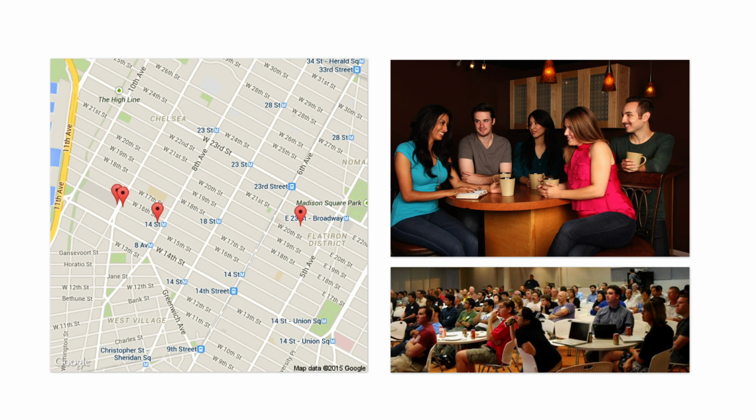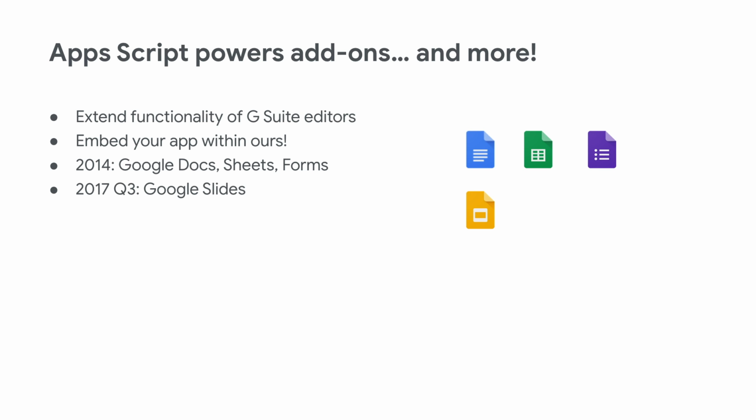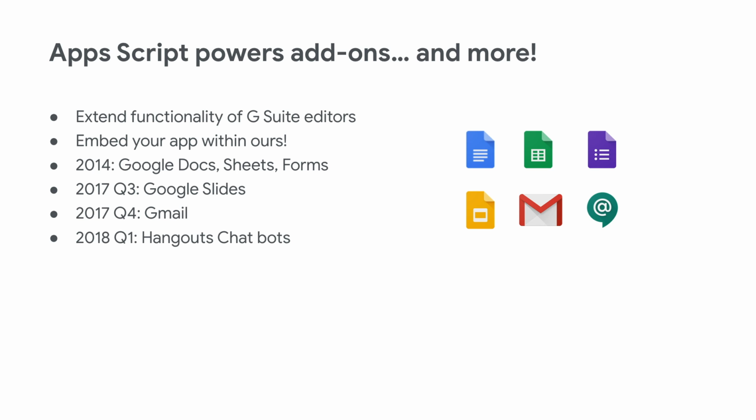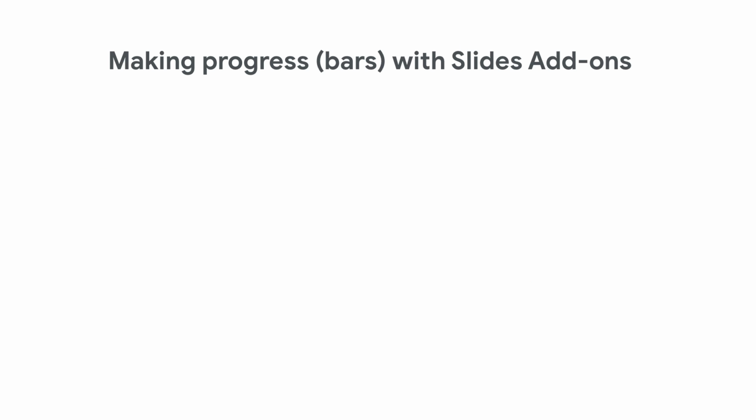Now, we've shown how you can create custom functions and Sheets-bound scripts using Apps Script. What else can it do? Well, if you've ever heard of add-ons before, they're also powered by Apps Script. Add-ons let you extend the functionality of Google Docs, Sheets, Slides, Forms, and Gmail. It also powers AppMaker, AdScripts, and Google Data Studio Community connectors. Now let's look at add-ons, starting with Slides.